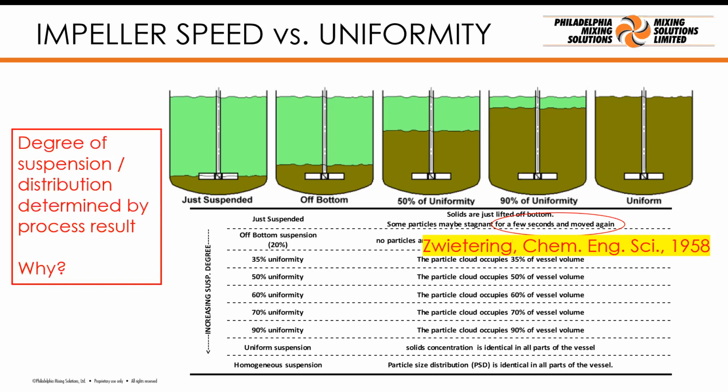So the question we're going to ask our customers, when you look at the degree of suspension and distribution, is why do you need the particles suspended to the liquid surface? And the reason for that is the amount of energy that I need to put in to get from off bottom to uniform is a factor of 10, more or less, an order of magnitude. So if you really need uniformity, you can have it, but it's going to cost you money to get there, both in terms of power and the size of the equipment that you're going to need to do this.